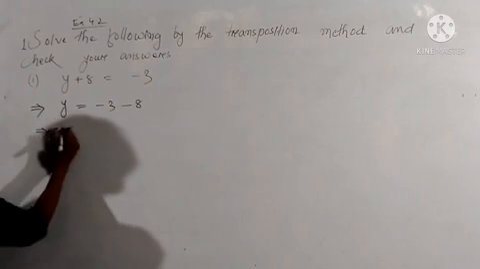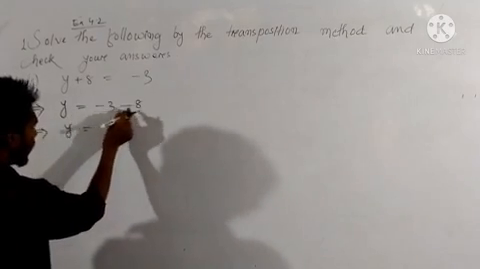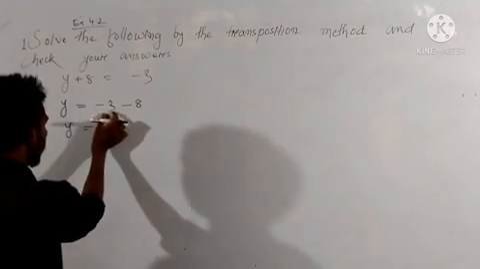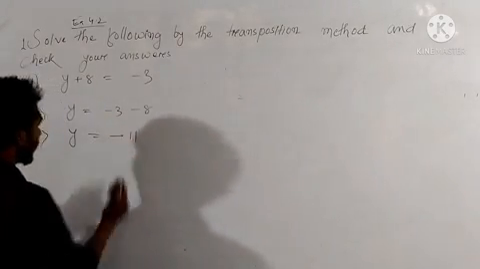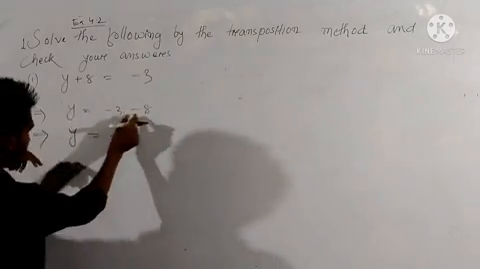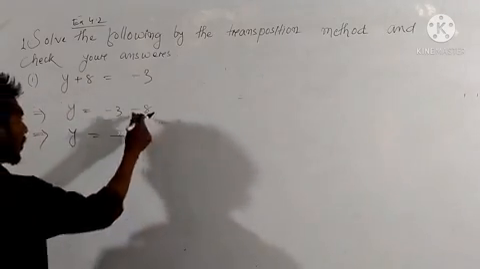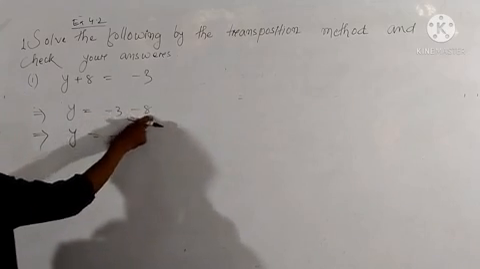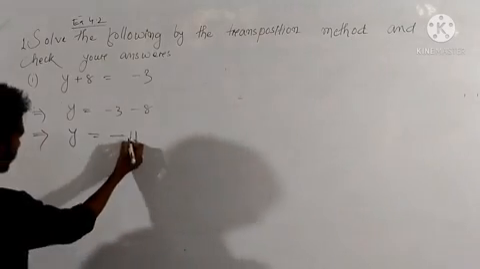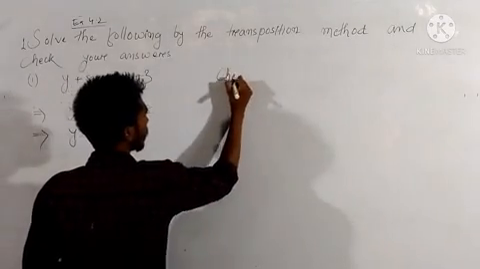Now calculate this. y remains the same, and then -3 and -8, minus and minus become plus, so we can write 3 and 8, but the given sign will be minus. The sign is always minus, because the larger number, 8, is minus, so we write the answer as minus. Now check this.